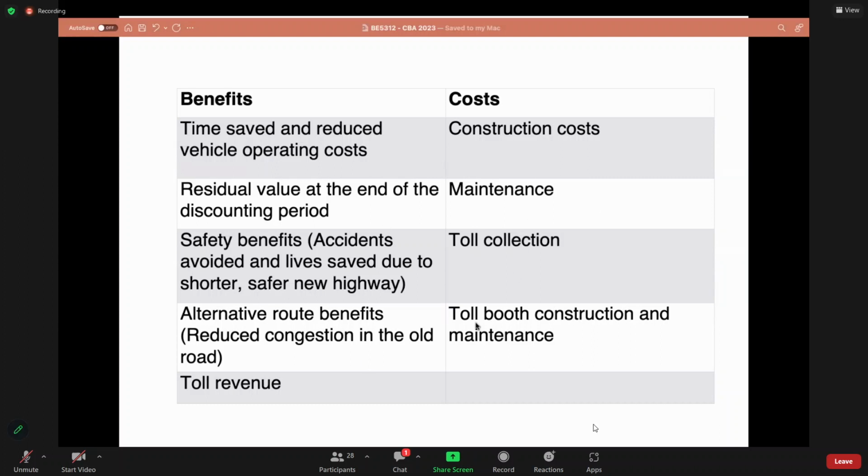So that will be your first task. You will have to first identify the individual costs and the benefits that will be there for the project. You have to categorize them as either a cost or a benefit.